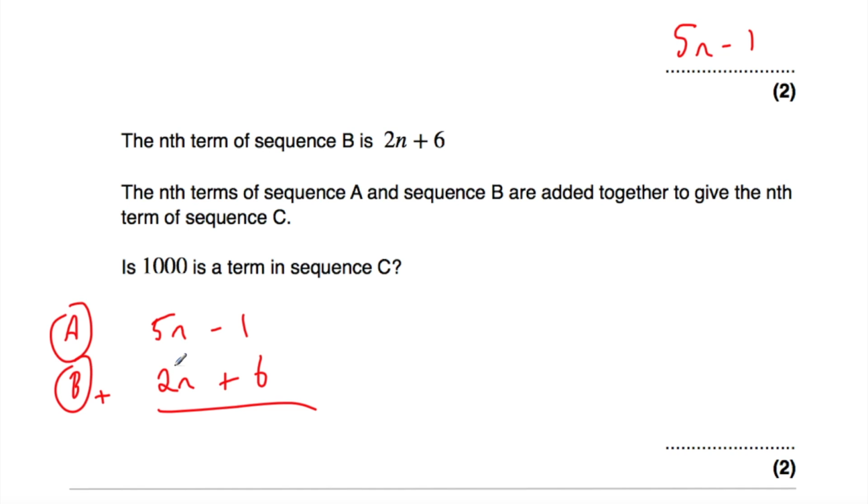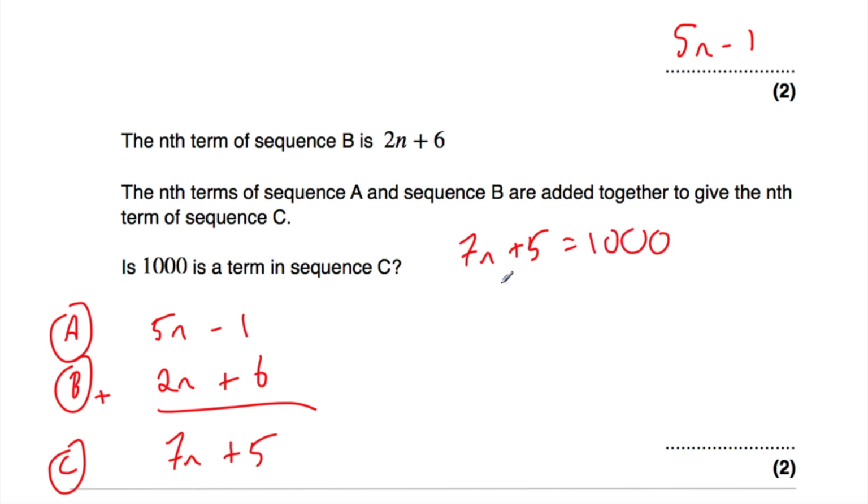So 5n plus 2n is 7n. And minus 1 plus 6 is 5, so plus 5. So that means for sequence C, the nth term is 7n plus 5. And now we want to find, is 1000 a term in this sequence? So let's put the nth term, 7n plus 5, equal to 1000, and then solve that equation.